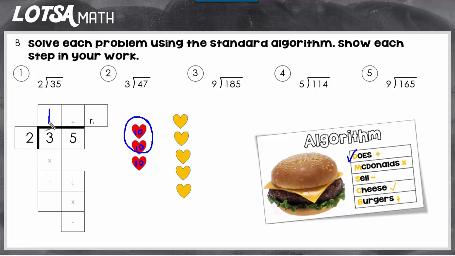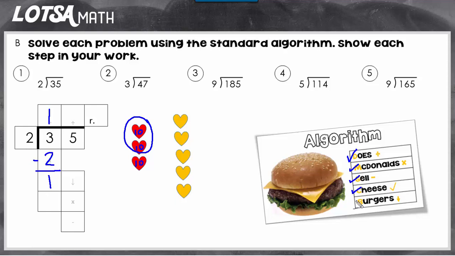Next is multiply. So I'm going to take this 1 I just wrote and multiply it by 2 to get to the number of hearts I was able to put in a full group. And now I'm going to subtract. I'm going to subtract 2 from 3 to find out the number of leftovers I have. I have 1 leftover 10. And there it is right there. The next step is to compare. I need to make sure that my difference is less than my divisor, and it is.